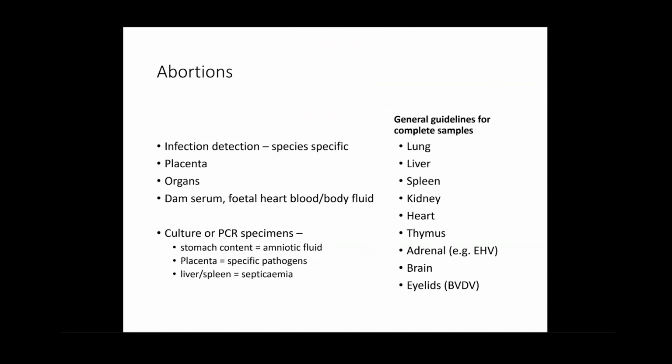And this is your general rule down the right-hand side. Lung, liver, spleen, kidney and heart. Thymus, because it indicates the immune status and the developing lymphoid system. Adrenal, because certain species have a particular characteristic vasculitis there. Brain, particularly important for some of the developmental diseases. And eyelids for BVD. That's a weird one. Just cut straight through the conjunctiva and the skin.